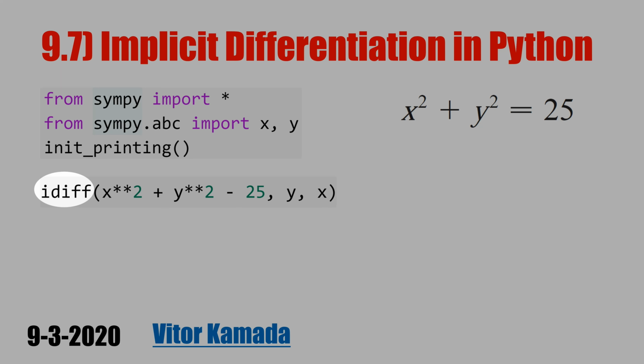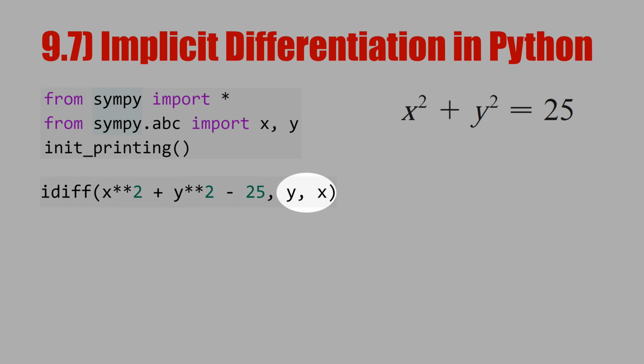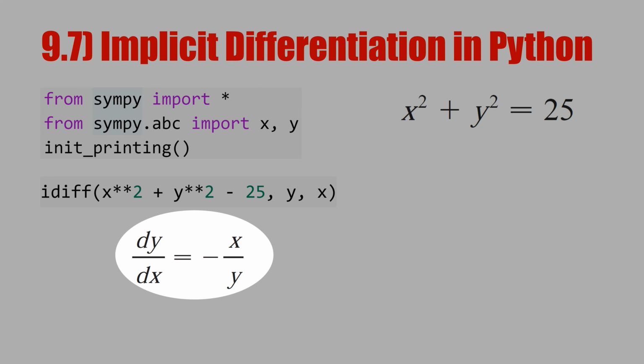Let's call the method implicit differentiation. And let's pass the function x squared plus y squared minus 25. And let's indicate to take the derivative of y with respect to x. And this is the result.